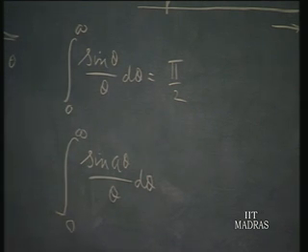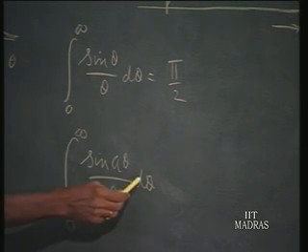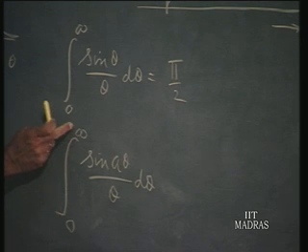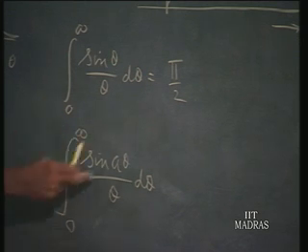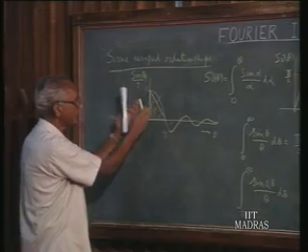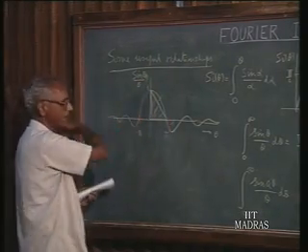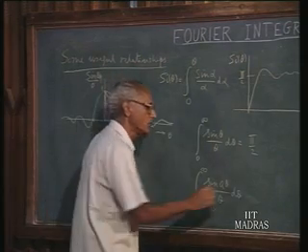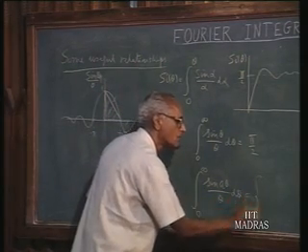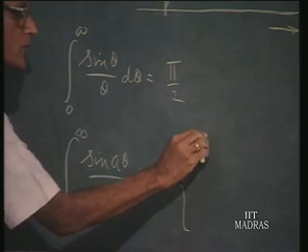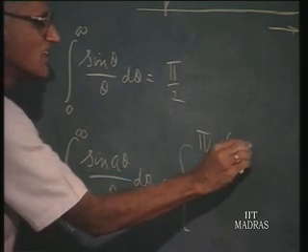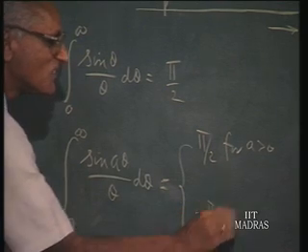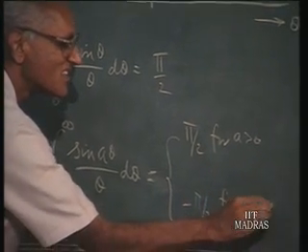But if a is negative, then no doubt d a theta by a theta, a can be cancelled out, but instead of plus infinity you have minus infinity. And you know sin theta by theta is an even function, but you are integrating in the negative direction, therefore, it will be minus pi by 2. So, the result is: this value is pi by 2 for a greater than 0, and equals minus pi by 2 for a less than 0.